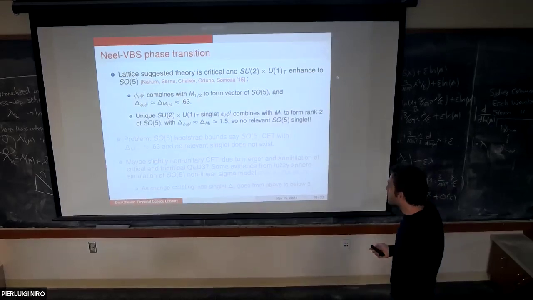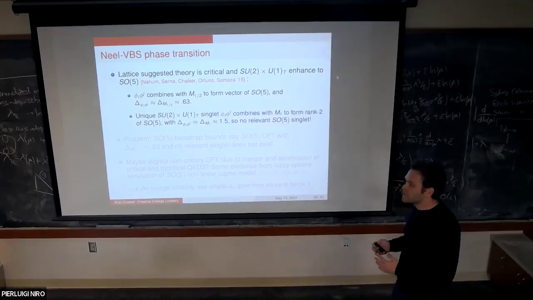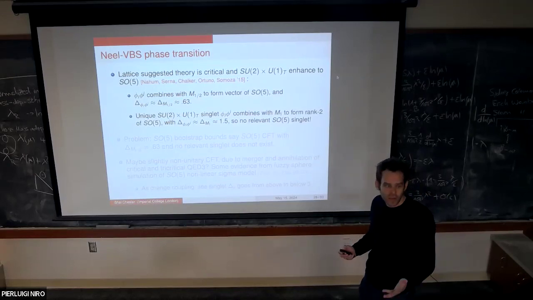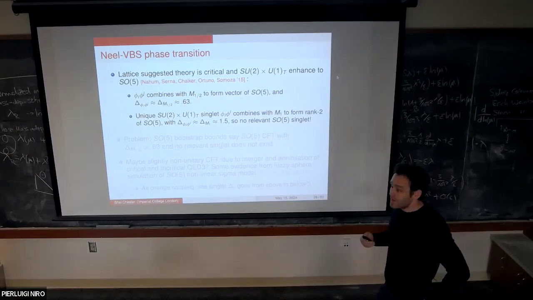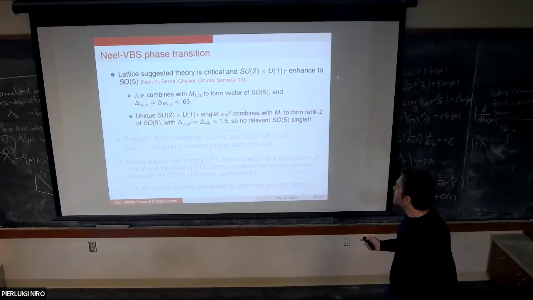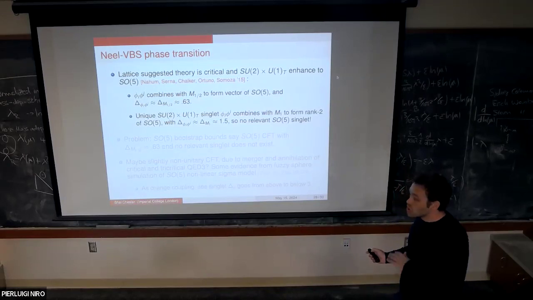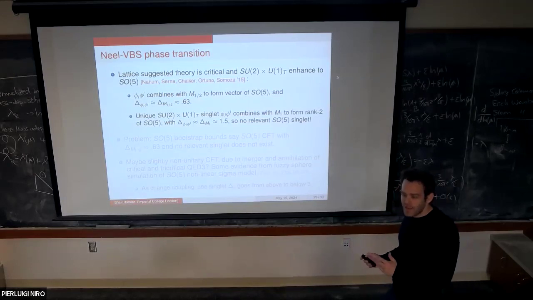One thing which is a bit funny is that usually you assume this theory is a critical theory, which means there's one relevant singlet under SU(2) cross U(1). But if there's one relevant singlet under SU(2) cross U(1), then when you enhance to SO(5), that relevant singlet becomes part of the rank 2 of SO(5), which means from the SO(5) perspective, there's no relevant singlet. That's a very strong assumption, to have a CFT with no relevant singlets, sometimes called a dead-end CFT.